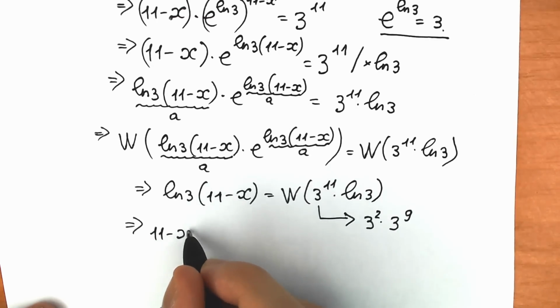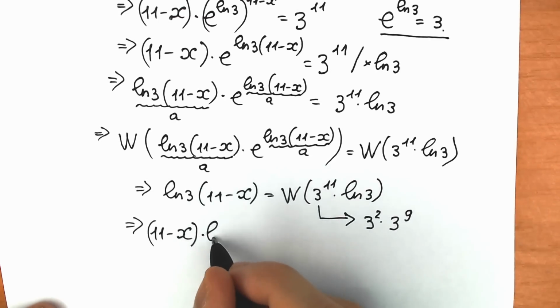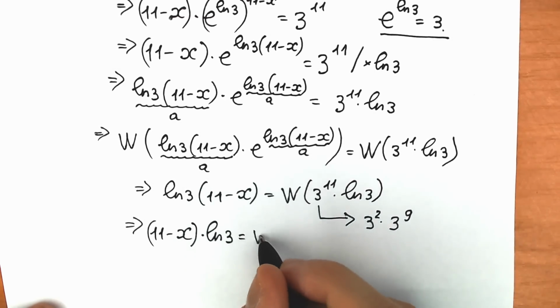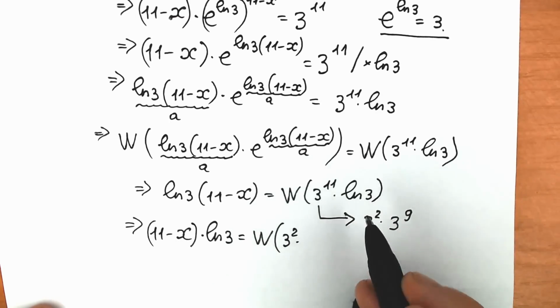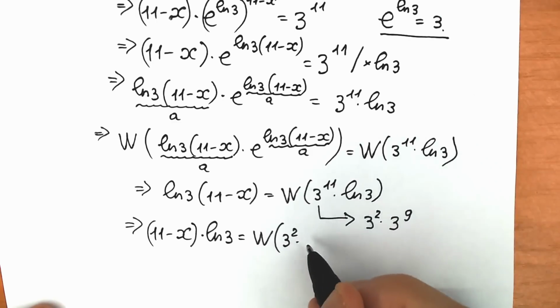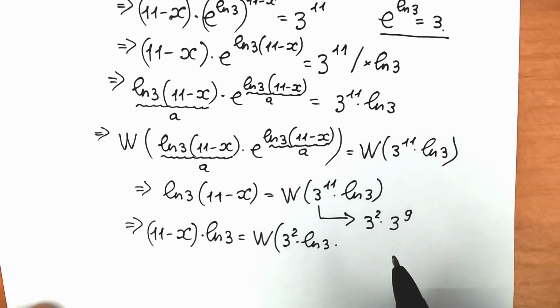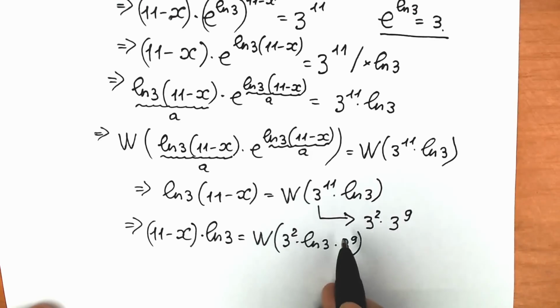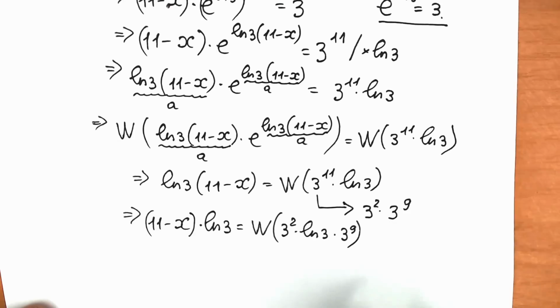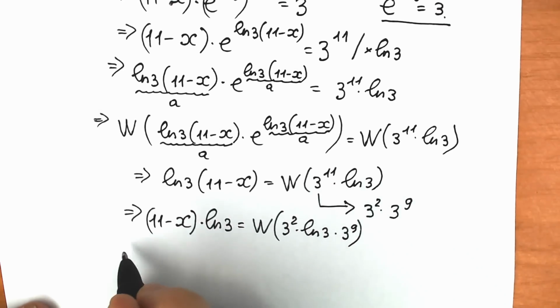11 minus x times natural log 3 equal to Lambert W function of 3 squared times, we still have natural log 3, and times 3 to the power 9. Okay, so I hope you understand this step. We just write this 3 to the 11 as 3 squared times 3 to the power 9. Right now, let's write this 3 squared. As a result, what do we have right here?